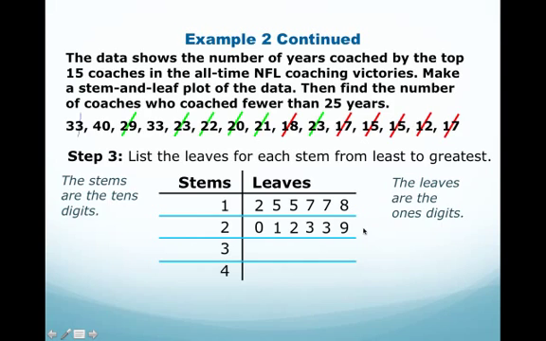Now for the 30s, we have 33 and 33. So we have two 33s, and our last number, of course, is 40. So 4 and 0. So that's how you create a stem and leaf plot. Remember, the stems represent the tens, 10, 20, 30, 40, and the leaves represent the ones digits.